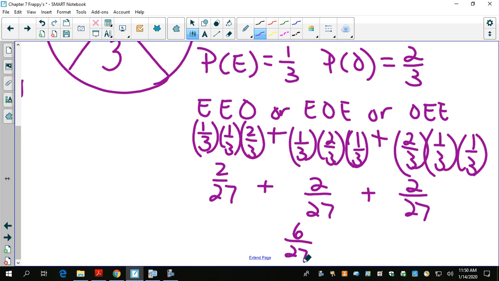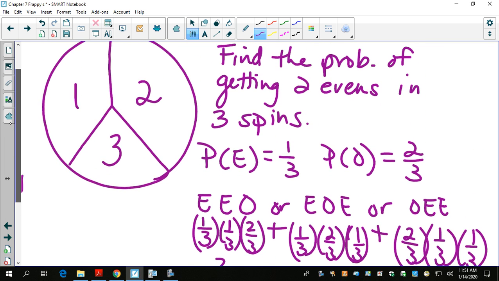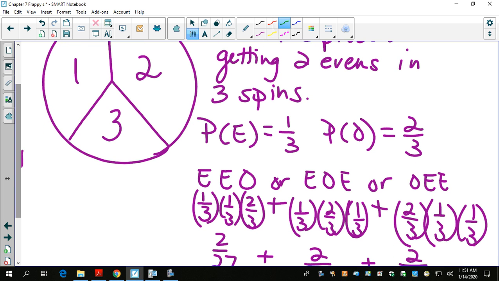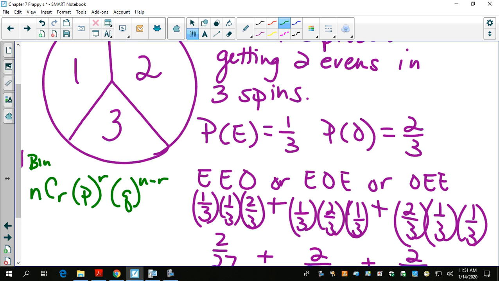Okay, so now what I did was, I didn't use the binomial probability, but I'm going to show you now how to do this same question using what's known as the binomial probability. The formula for it is nCr times p to the r and q to the n minus r. So this is known as the binomial probability.